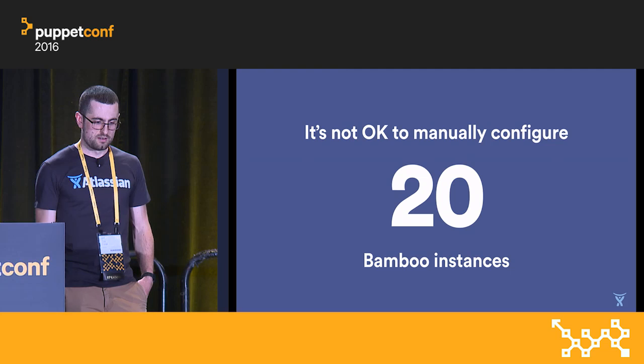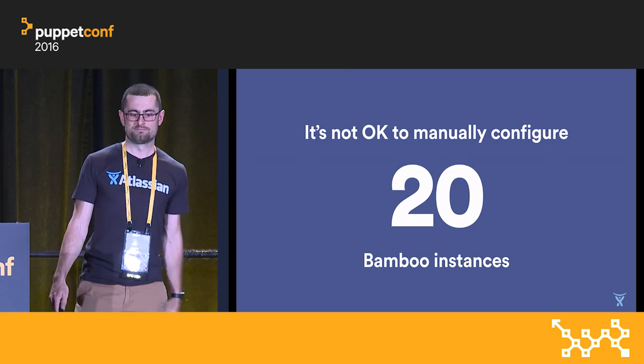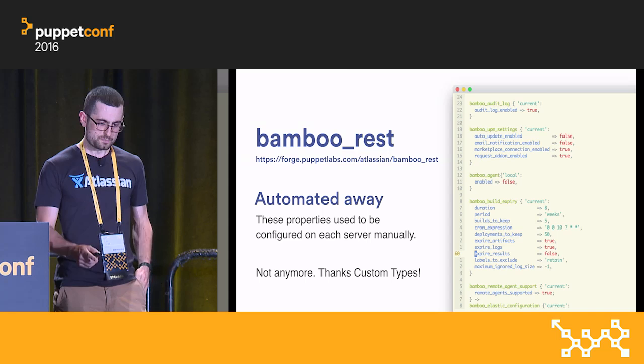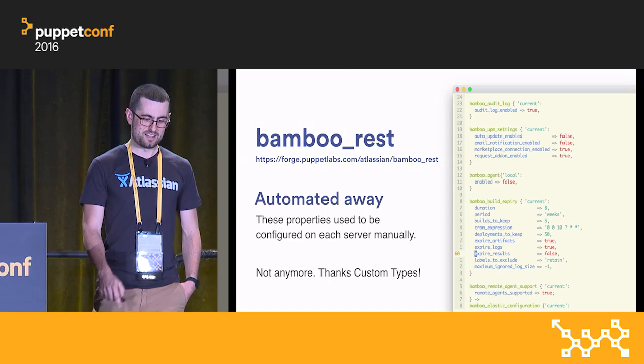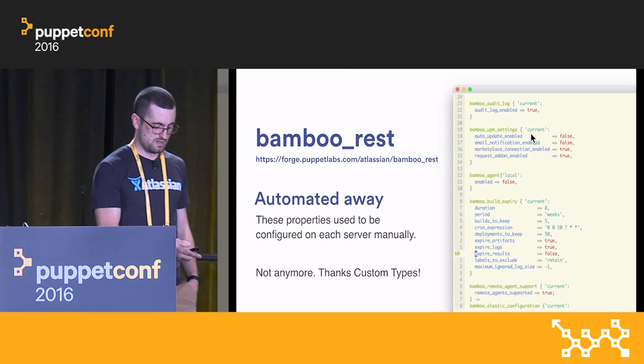Basically we decided it's not okay to have somebody clicking and submitting changes on 20 Bamboo instances and growing. It's just not fair to them, but it's also error-prone and a bit barbaric. So we created the Bamboo REST module. It's on the Forge. We automated away the pain for Mike, the guy on our team who usually did it. And we have quite a few types; this is just a small summary of them. But it has seriously helped us a lot.